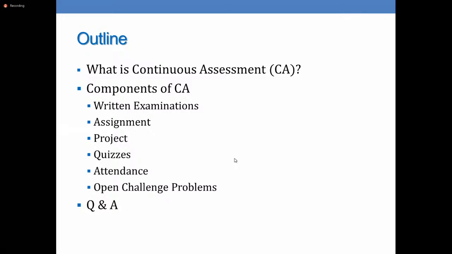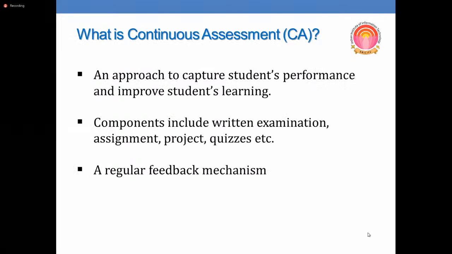Also, in some places you have asked whether only by online classes we can get some credits. It is not so. For that we have this continuous assessment. By this continuous assessment we will evaluate the students based on some components. The components are written examinations, assignment, project, quizzes, attendance, and open challenge problem. Since we are running out of time, we will discuss all these components briefly. So first, what is continuous assessment? This is an approach.